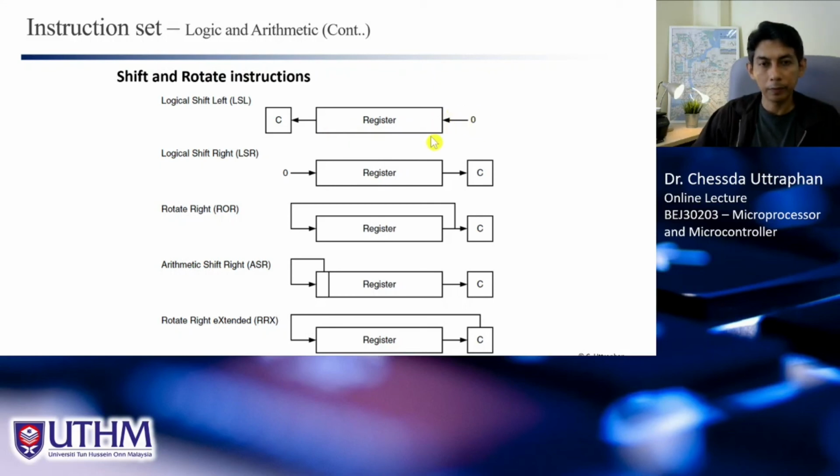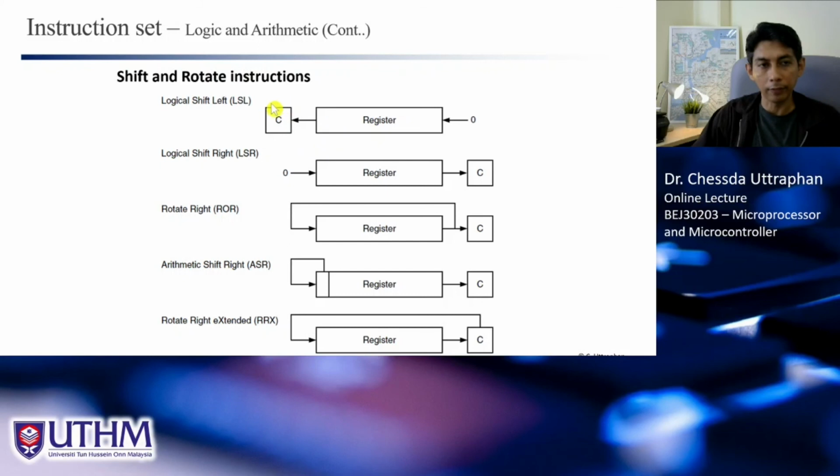When you shift the first time, one bit to the left, the LSB will get 0. When you shift again, the LSB will get 0, and the previous bit will be shifted to the left. And at the MSB, the bit that is shifted out from the MSB will be copied to the C flag, the carry flag in the status register, right?